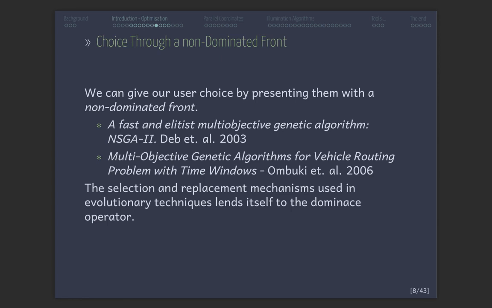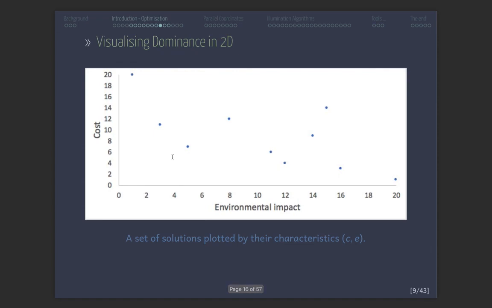It looks not only at dominance, but it also tries to find a non-dominated front which has solutions spread along it. But let's have a look at a front. So here we have a visualization in 2D of a bunch of solutions to a fictional logistics problem, and we are looking at cost and environmental impact. We've evolved this set of solutions, and because they're 2D, we can plot them very easily on a bit of paper.